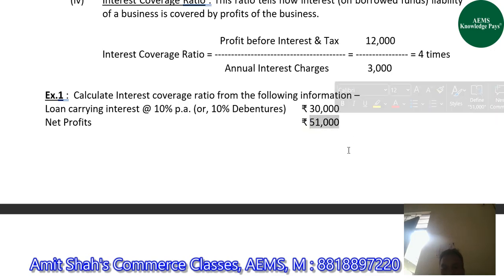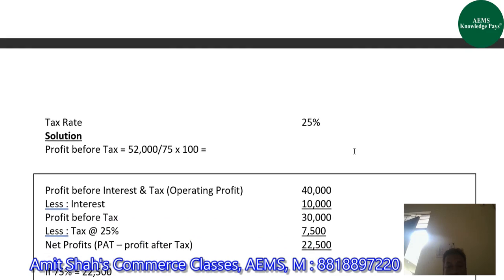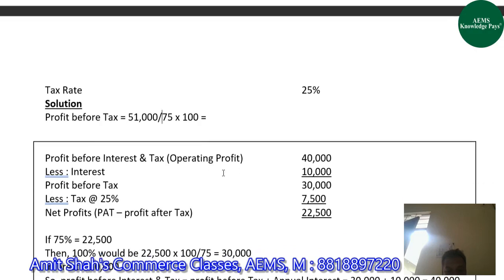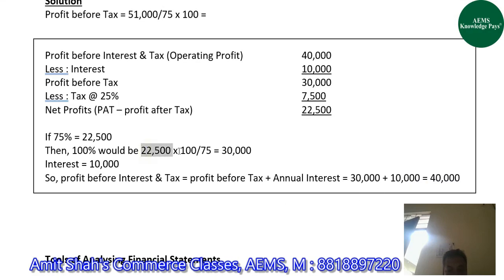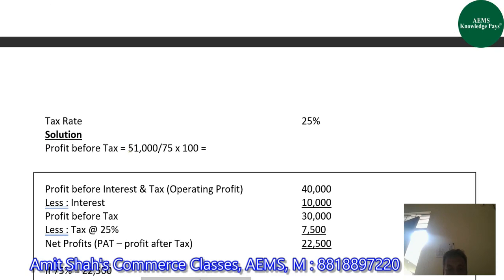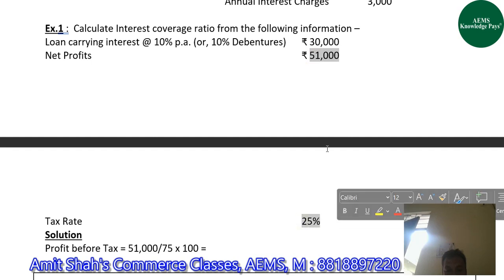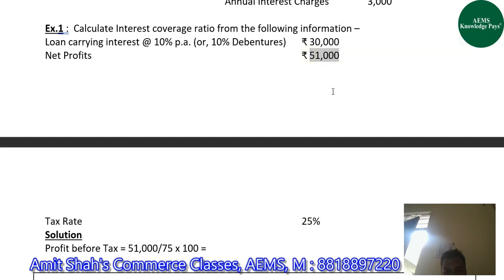Have you all done this, guys? Make it 51,000, guys, so that we do not have answer in decimal. So 51,000 divided by 75 into 100 as I did it here. The same thing I have done here, guys, because this 51 is after tax of 25%. It means this amount is equivalent to 75%. So how much 100% would be equivalent to? So this is 68,000 rupees, guys.